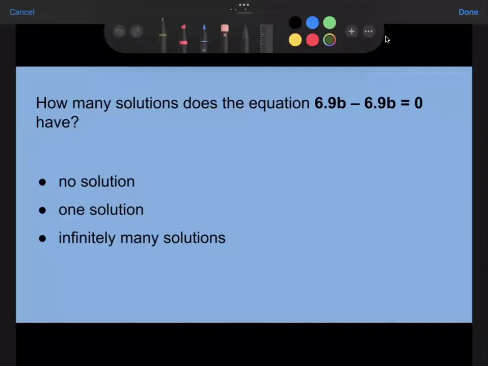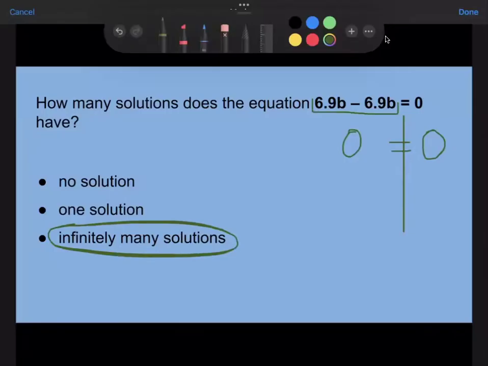Okay, here's our last example for this video. We have 6.9b minus 6.9b equals 0. I'm going to draw the line here. I'm going to combine these two terms that have b's on them because they're already on the same side. If I take 6.9 and subtract 6.9, I end up with 0. So I have a true equality statement. 0 does equal 0. So that means infinitely many solutions. That means that no matter what b is, it will work for this equation.